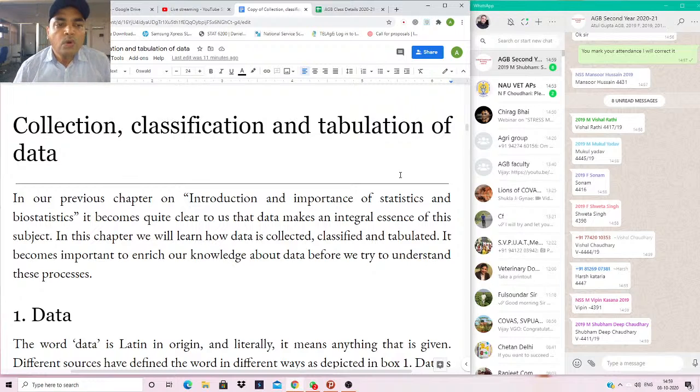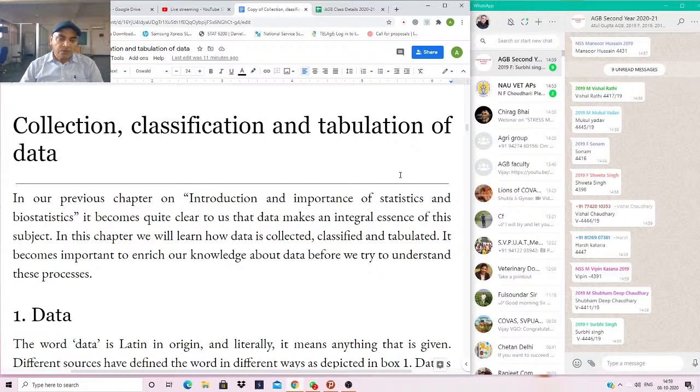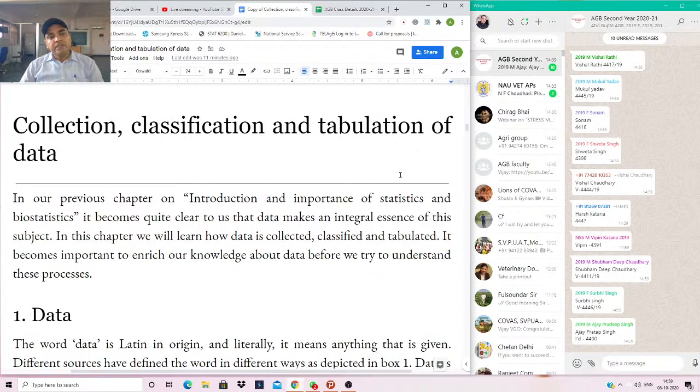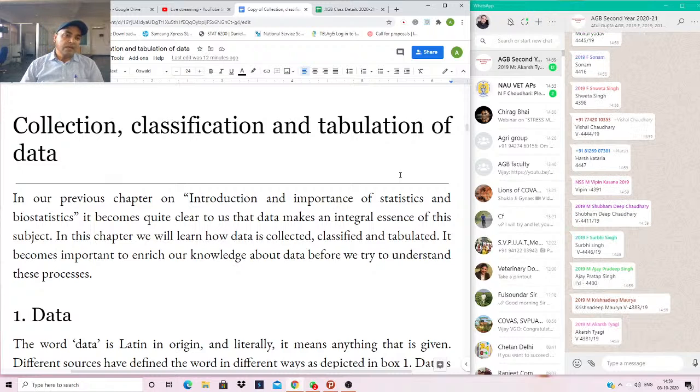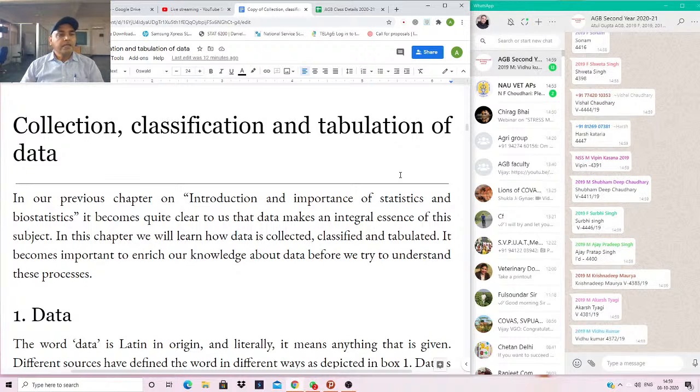Okay. I'm just starting the lecture ahead. After completion of introduction and importance of statistics and biostatistics, I am starting the next lecture, that is the collection, classification, and tabulation. In this lecture, we will see how data is collected, how it is classified, and how to tabulate it.